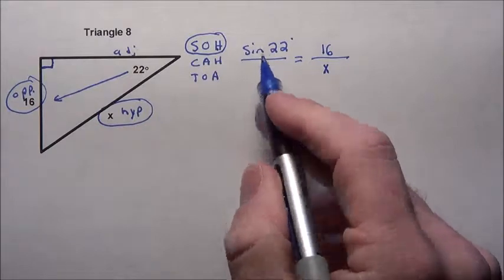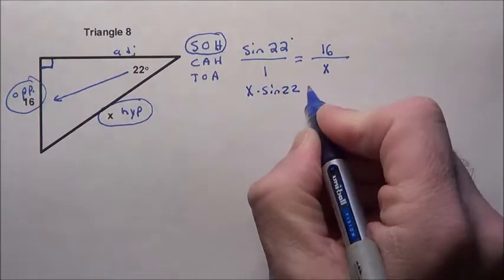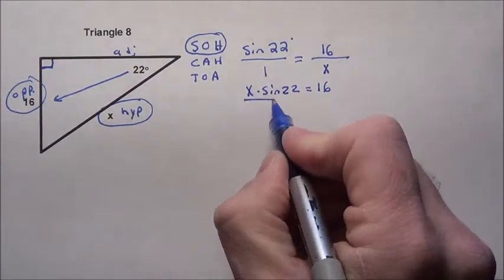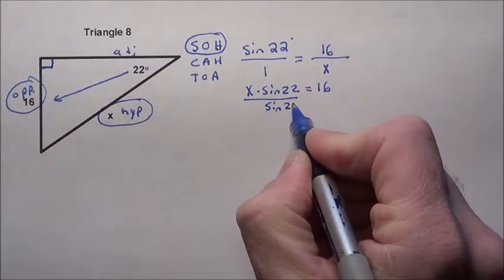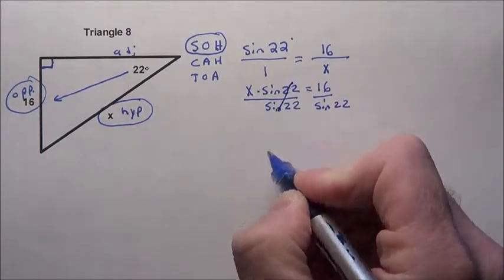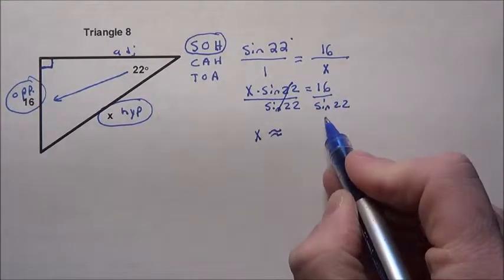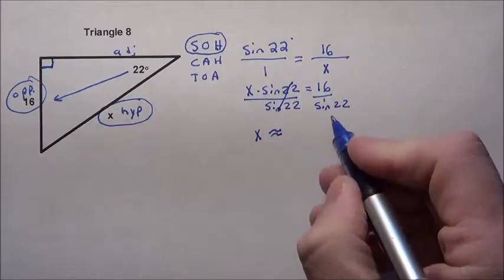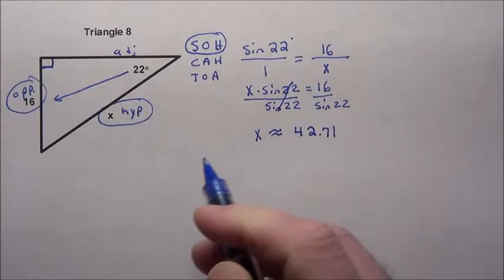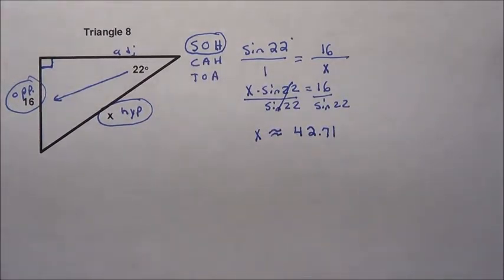I multiply x times the sine of 22 equals 16 times 1, which is 16. And now divide by the sine of 22. Those disappear. X is approximately, I'm going to do 16 divided by sine of 22 on my calculator, and I did it a minute ago, and I got 42.71. This missing hypotenuse length is 42.71 units long.